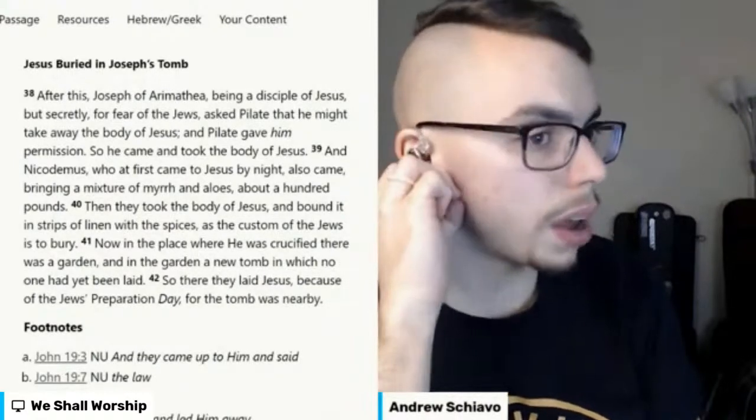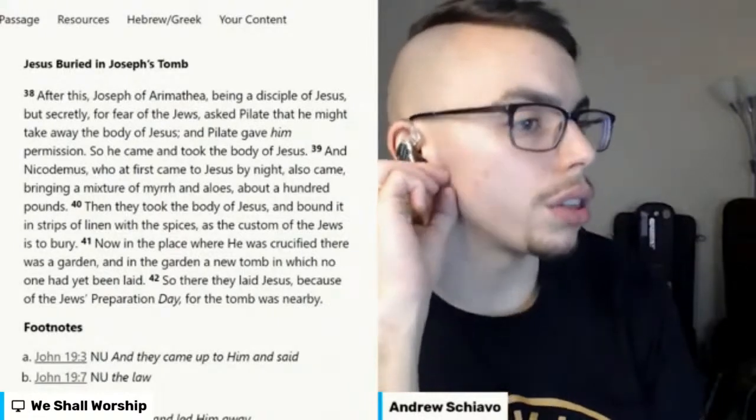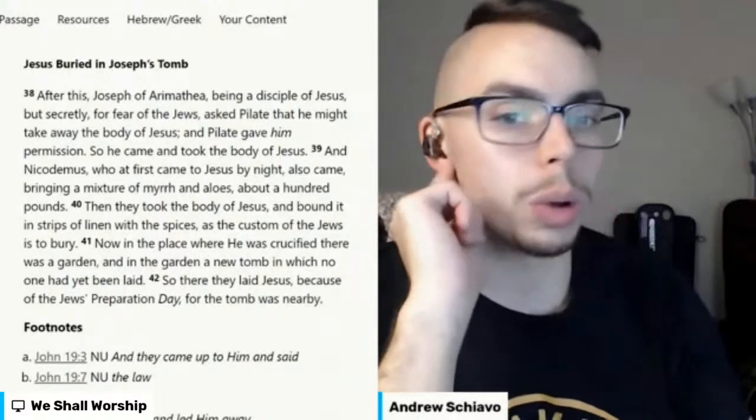Now in the place where he was crucified, there was a garden, and in the garden a new tomb in which no one had yet been laid. So there they laid Jesus, because of the Jews' preparation day, for the tomb was nearby.